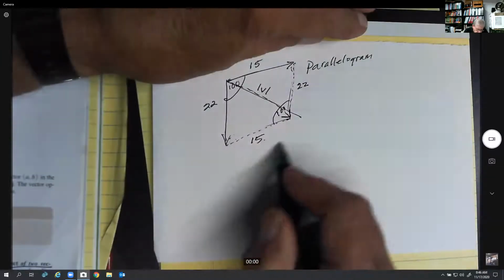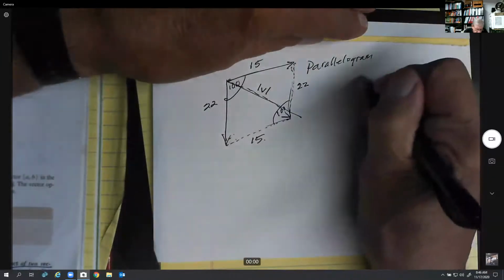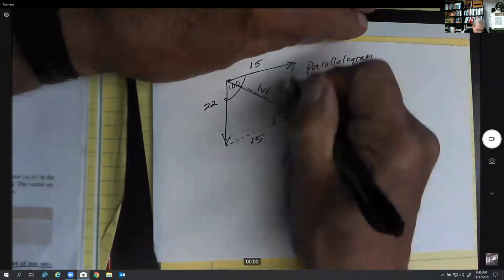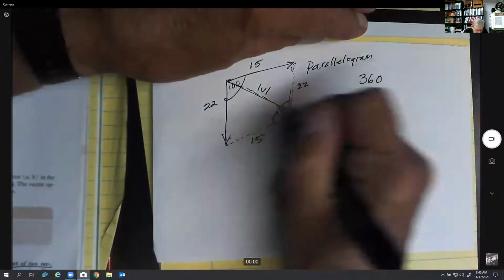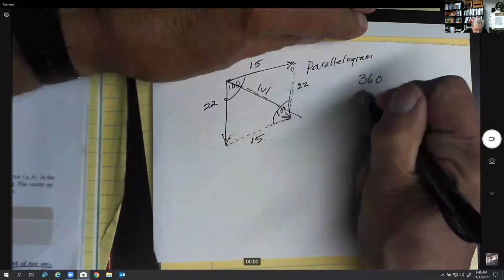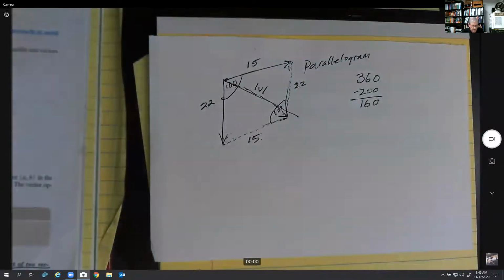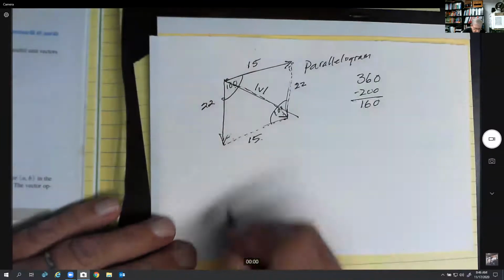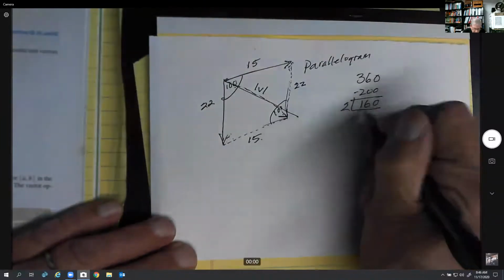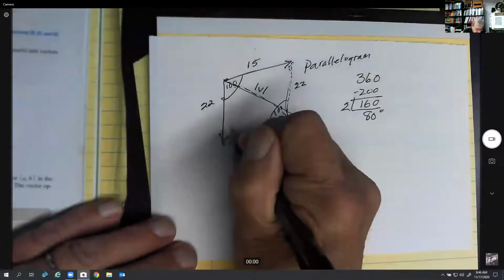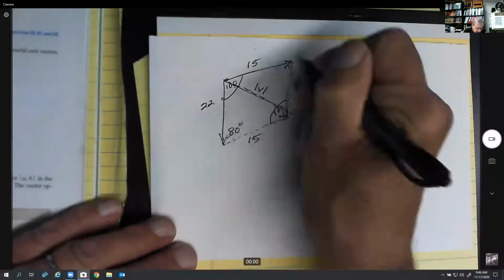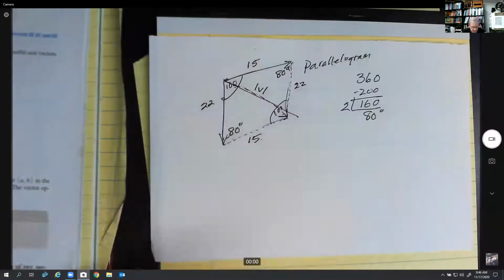Well, in a parallelogram or any quadrilateral, the angles all add up to 360. You already have 100 and 100, so that's 200. So there's 160 degrees left to share between these two angles. If we split that in half, that's 80 degrees. So this angle would have to be 80 degrees, and this would have to be 80 degrees.